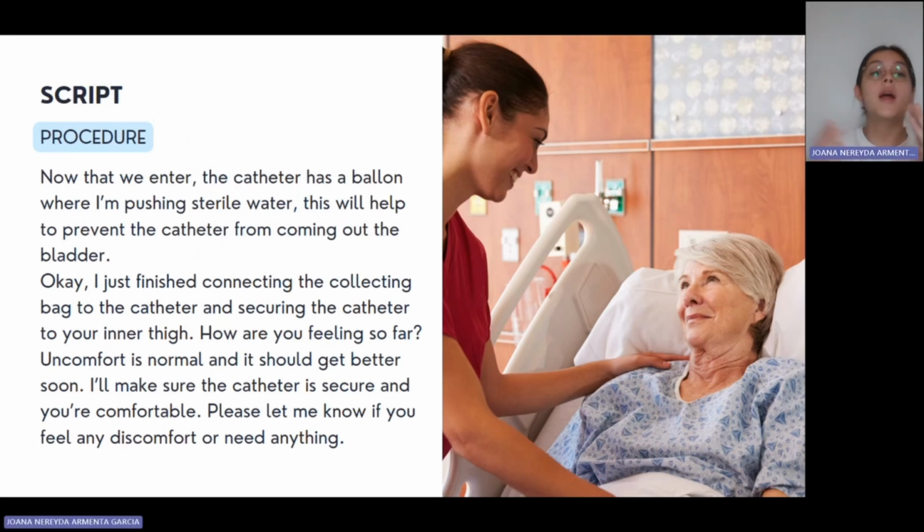Now that we have entered, the catheter has a balloon in it where I'm pushing sterile water, and this will help to prevent the catheter from coming out of the bladder. After that, I finish connecting the collecting bag to the catheter and securing the catheter to the inner side of the patient's thigh. We'll ask how they're feeling so far. If they're uncomfortable, it's normal and should get better soon. I'll make sure the catheter is secure and you're comfortable, as we said. Please let me know if you feel any discomfort or need.